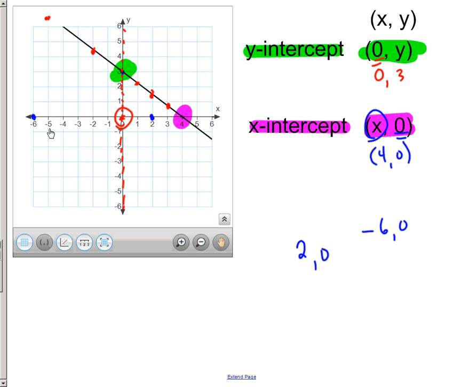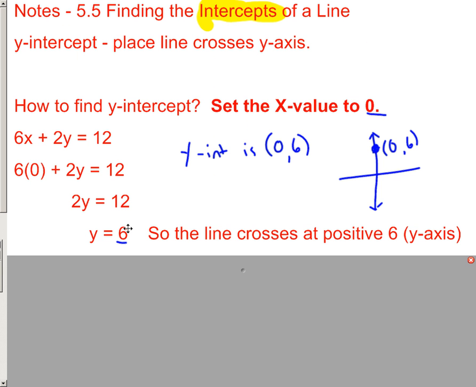Those are x-intercepts because it'd be touching the x-axis. If I flipped it around and I said 0, 2, well, that'd be right here. If I flipped it around and called it 0, negative 6, well, 0, negative 6 puts it right here. So the more that you actually dive in and start doing these, the easier it'll be for you to comprehend why a certain value has to be 0.